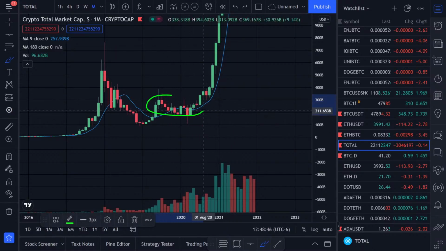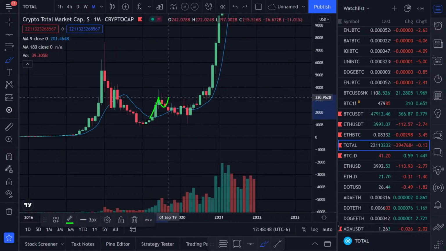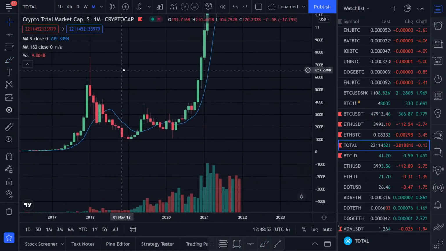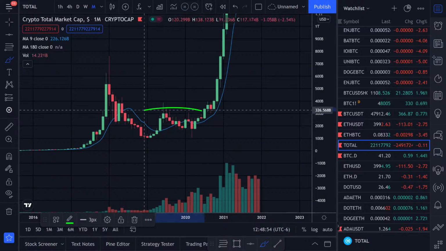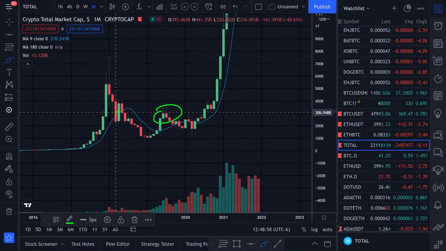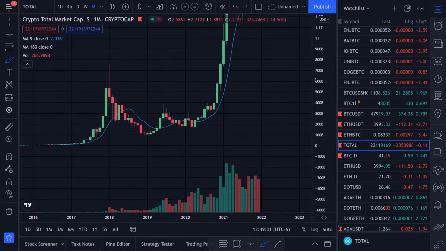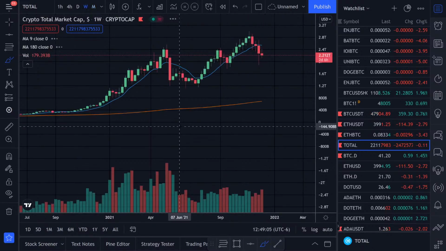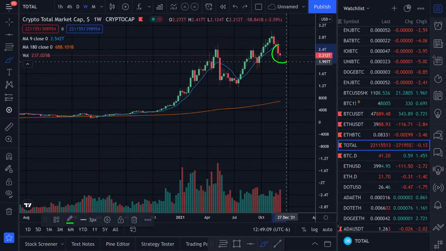See right here though, we didn't get that. We weren't holding support on it. We broke below it again. Sometimes the moving averages aren't perfect either. It's just a signal, but I'd rather be above it than below it in general. Right now we are above it on the monthly, so that's a good signal. The weekly, we are below it, so weekly, not looking good.